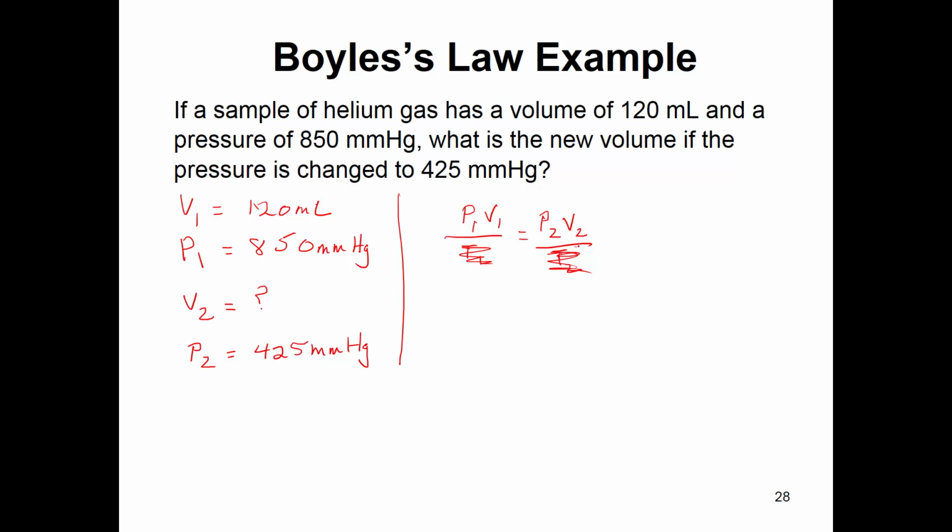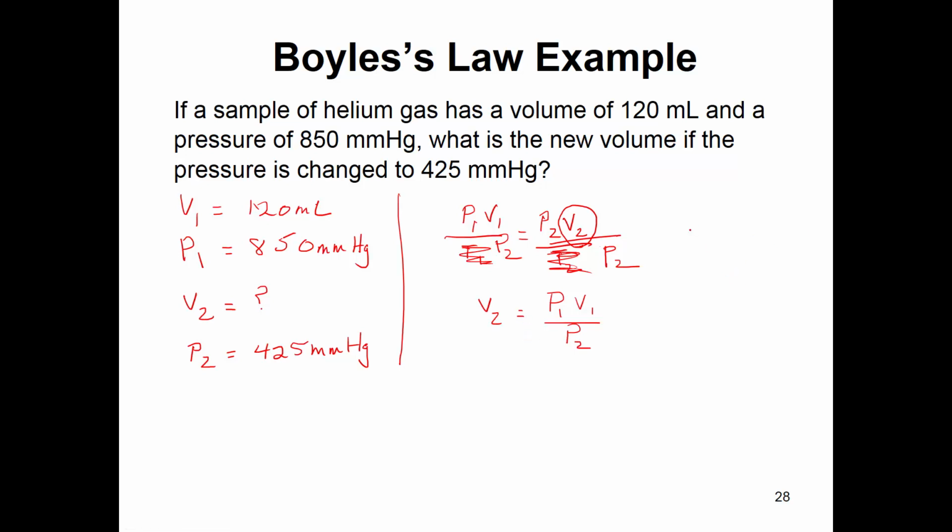I'm going to solve for V2, so I have to get it by itself. In order to do that, I'm going to have to divide both sides by P2. I'm going to divide this side by P2 and that side by P2. And so then that gives me V2 equals P1V1 over P2. Alright, so that's my formula.